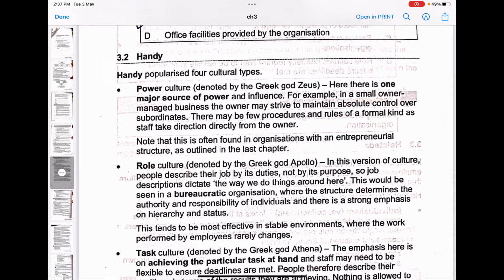Okay, so what is power culture? Power culture is where the owner takes a lot of power, and the organization is run where the main factor is power, where the heads, the leaders, the managers at the top level have a lot of power over the subordinates. So that is power culture, which is denoted by the Greek god Zeus.